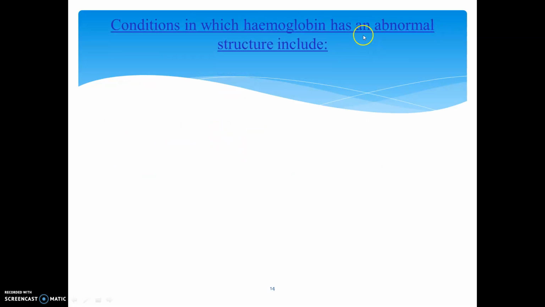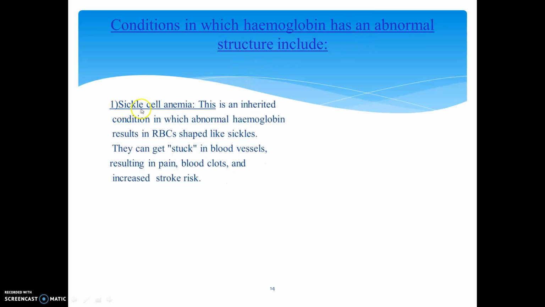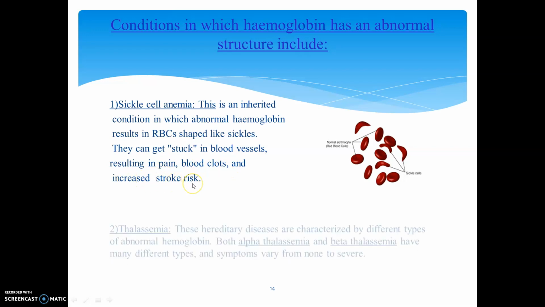Conditions in which hemoglobin has an abnormal structure include: first one is sickle cell anemia. This is an inherited condition in which abnormal hemoglobin results in RBCs shaped like sickles. These are the sickle cells. They can get stuck in blood vessels, resulting in pain, blood clots, and increased stroke risk.